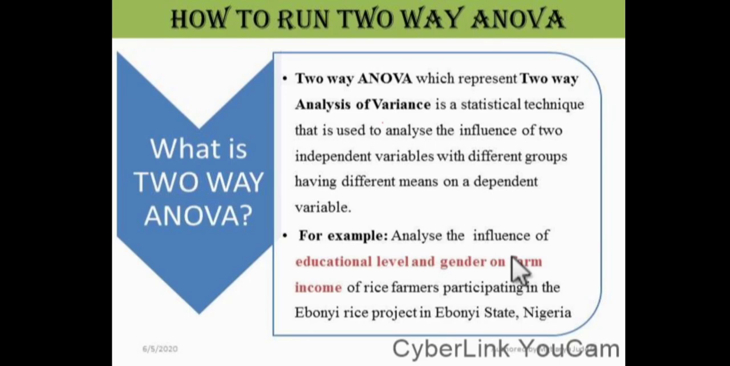And each of the different groups in the independent variables also has different means. Like the mean of those in primary school level is quite different from those in the secondary school, and quite different from those in tertiary. And for gender, the different groups are male and female, and they have different means. The mean of male is quite different from the mean of female. So once your objective is this way, the appropriate tool you use to analyze it is Two-Way ANOVA.